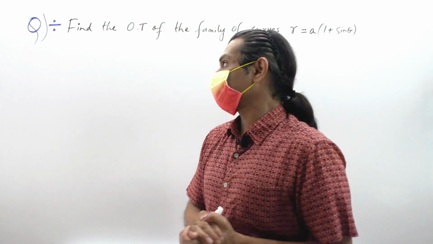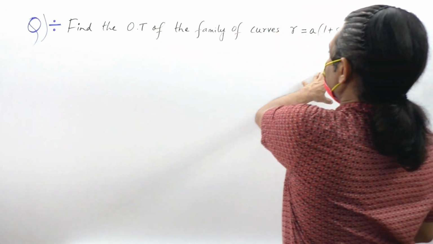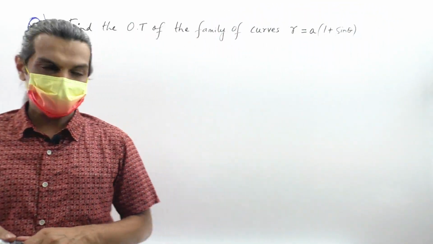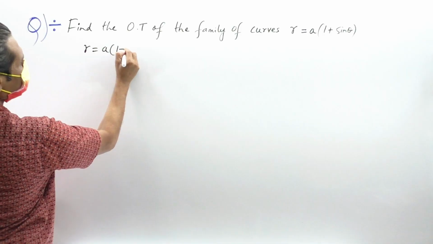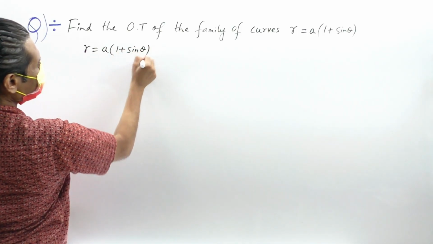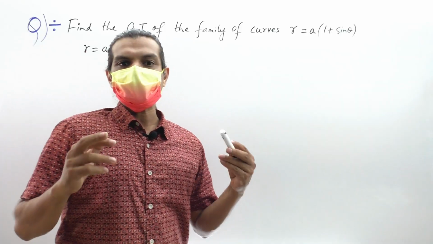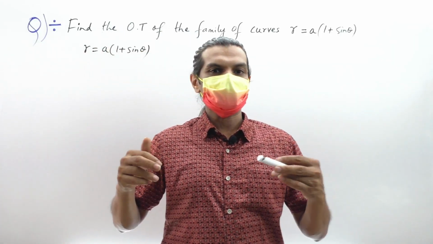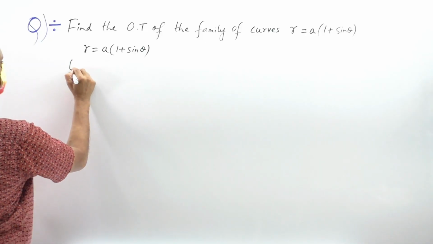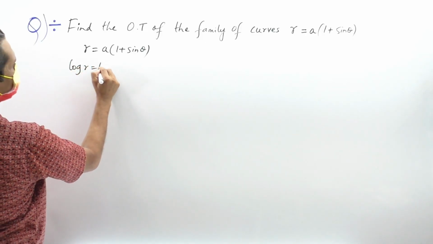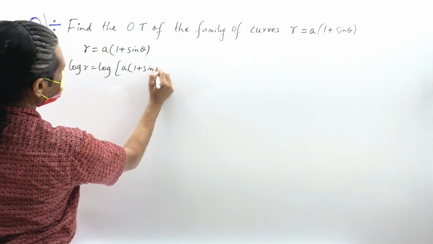The next problem which we are going to discuss here is to find the orthogonal trajectories of the family of curves r is equal to a into 1 plus sin theta. So my polar curve here is r is equal to a into 1 plus sin theta. As we have discussed in the theory and previous problems also, when we encounter problems of polar form, we apply log on both sides. It will be more convenient. So apply log on both sides here.